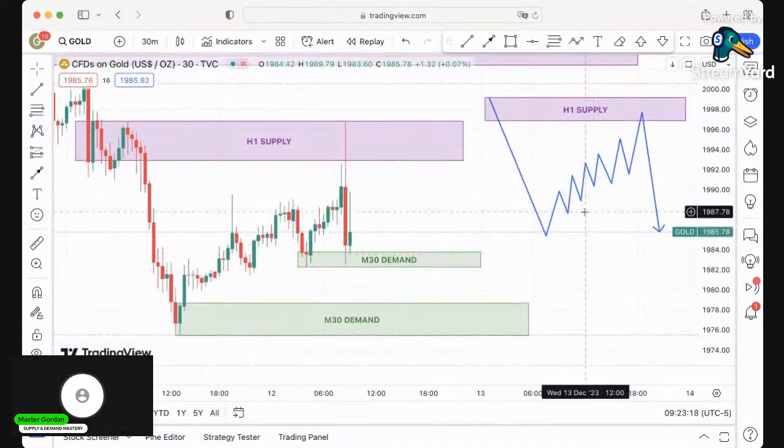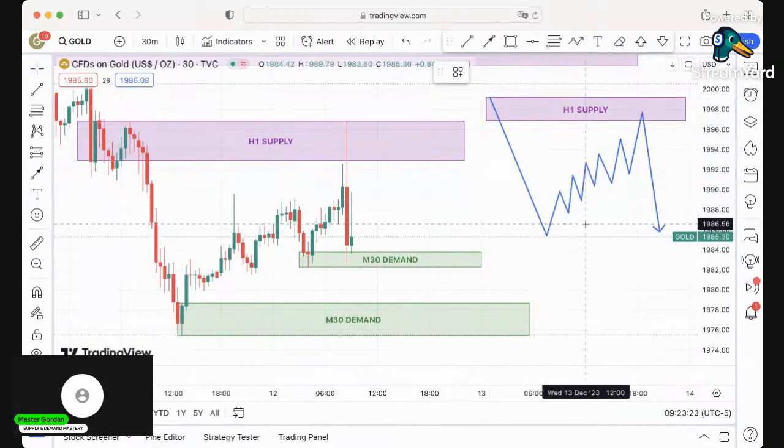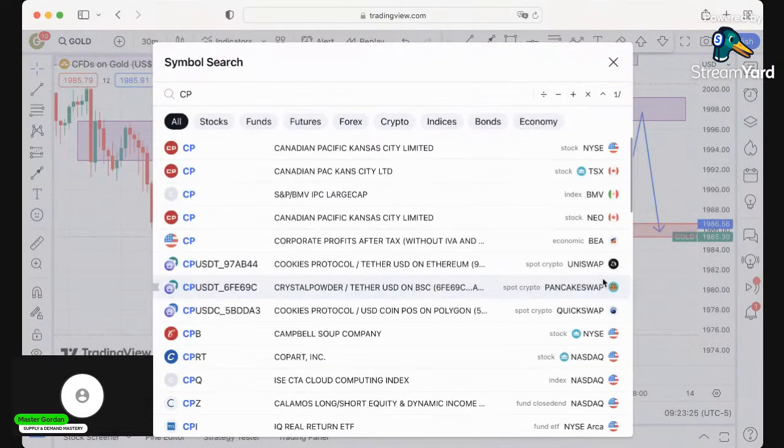So this is one of the setups, right? We call it a compression. We call it CP.